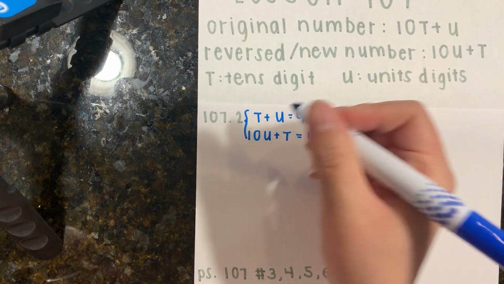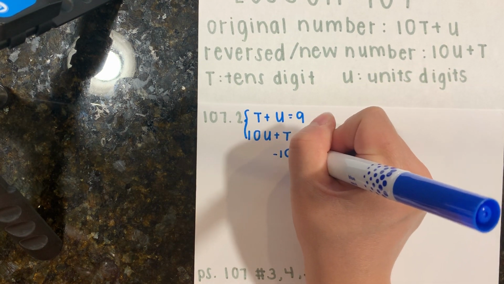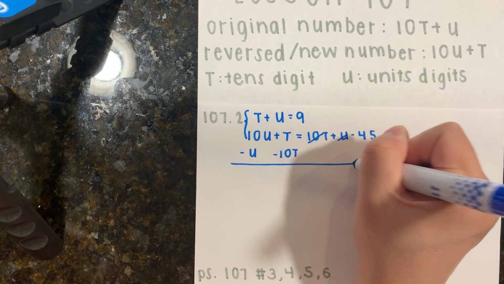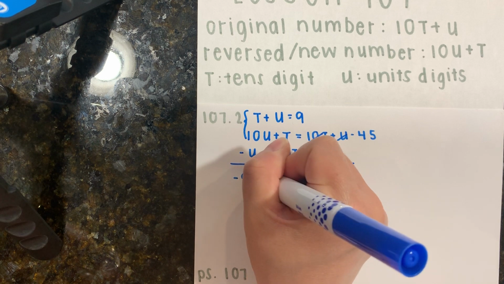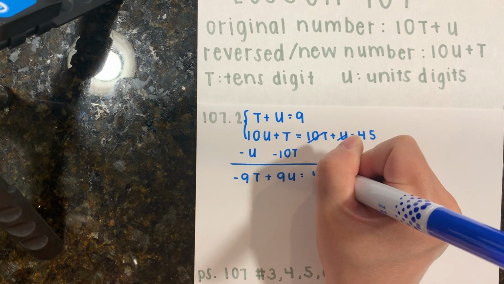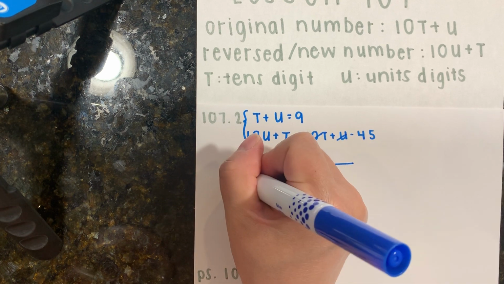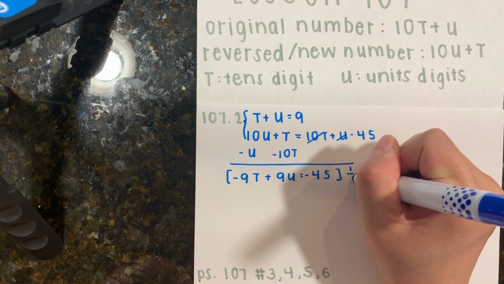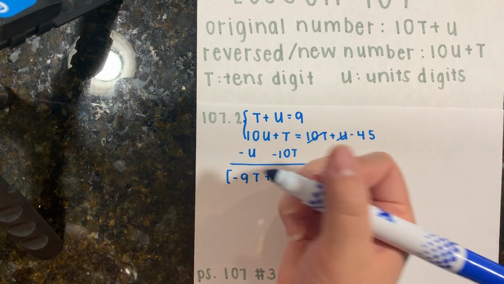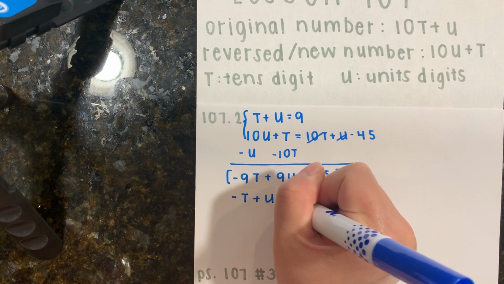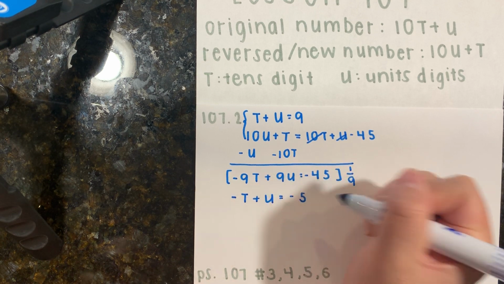So I'm going to move the 10t to the other side, I'm going to move the u to the other side, and I'm going to rearrange it. So I have negative 9t plus 9u is equal to negative 45. But look at that. All three of these numbers are divisible by 9. So what I'm going to do is actually divide this whole equation by 9. And I would get negative t plus u equals negative 5.